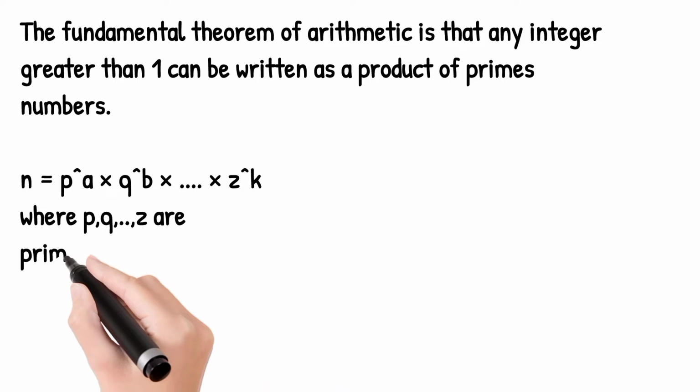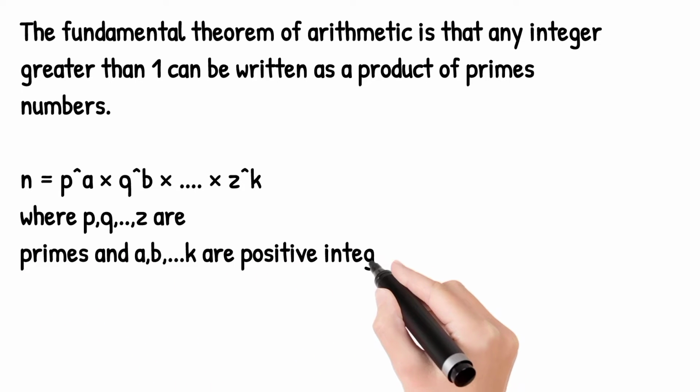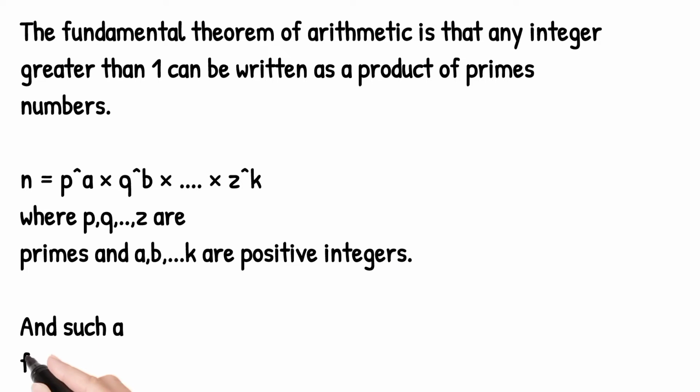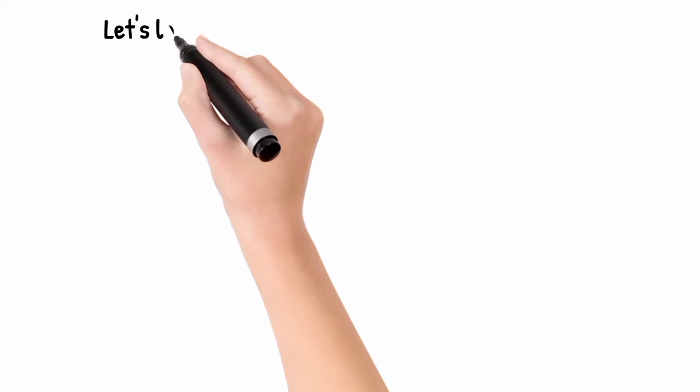Now let n be that integer. You can write n as a product of primes like p raised to a into q raised to b into etc. z raised to k, where p, q, etc. z are prime numbers and a, b, etc. k are positive integers. Let's look at a couple of examples for that.